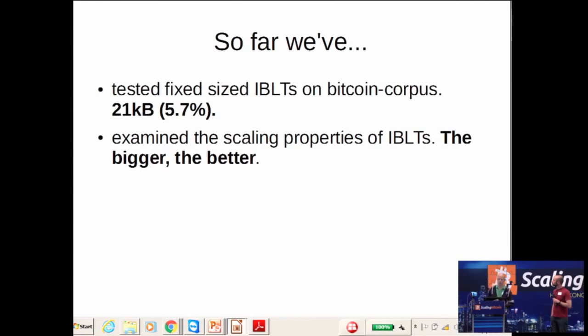So far, we have tested the fixed size IBLT on the Bitcoin Corpus project and seen that 21K is enough to transmit 95% of the blocks. And we've also seen that IBLT have some really nice scaling properties. And I will hand over to Rusty now, who will take the rest.